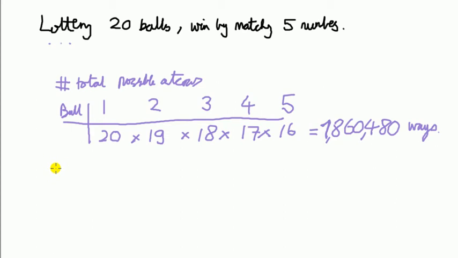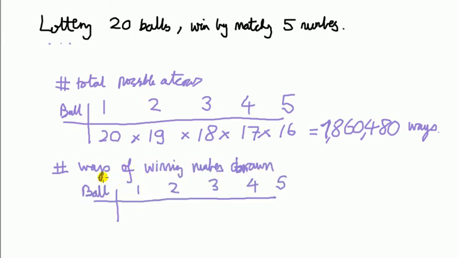Now we need to calculate the number of ways of my 5 balls coming out. The number of ways of the winning balls being drawn, we are counting now, but with a restriction. The restriction is that there are 5 particular balls. Okay, 5 particular balls that make up the winning ones.